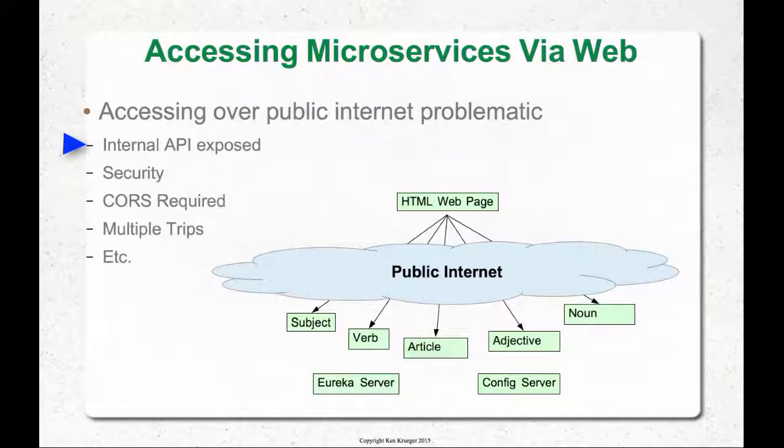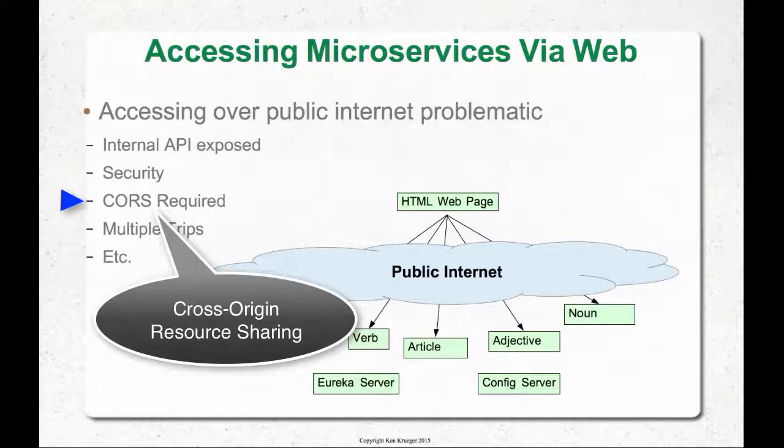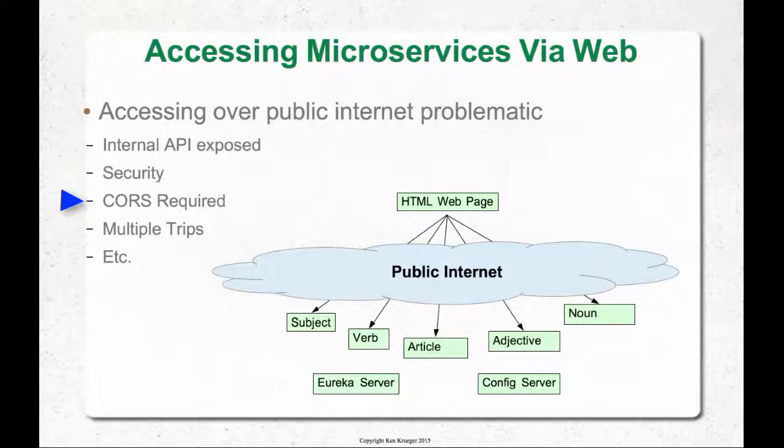First, we are exposing our internal API over the public internet, and we probably don't want to do that. So we will need to add security, but that will mean our client, which is a web page in this example, will have to authenticate with 5 different servers. And more fundamentally, we have a cross-origin resource sharing issue, which we must address. This is because all browsers have a built-in security precaution which disallows JavaScript calls to domains other than the one from which they originated. Now we can get around this CORS issue, but maybe there's a simpler option.